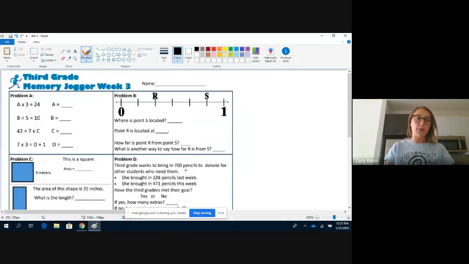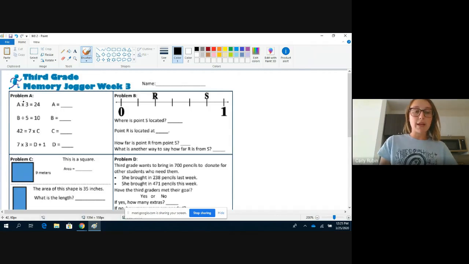All right, so problem A. We have seen problems like this before in the very first memory jogger we did at school. So we are going to go over that. A times 3 equals 24. So you have to think, what times 3 is going to give you 24? You could also solve it by using the opposite of whatever operation is being used. I can see that multiplication is being used here. The opposite of multiplication is division.